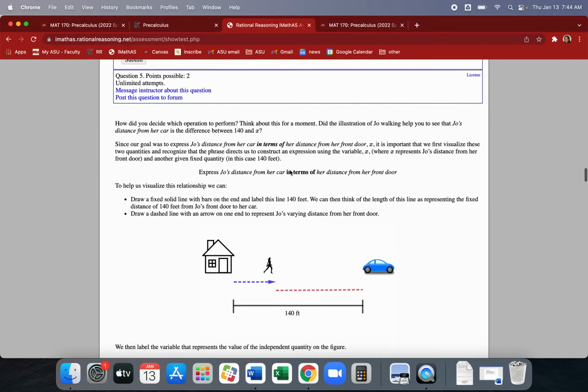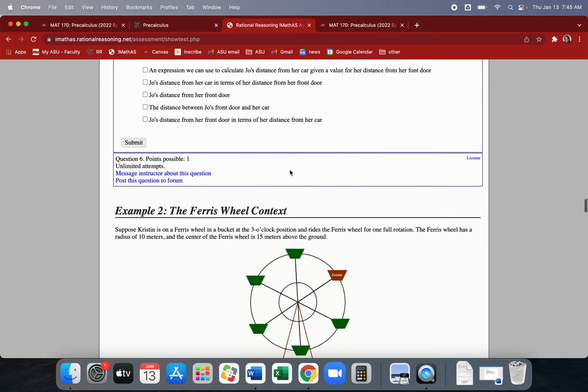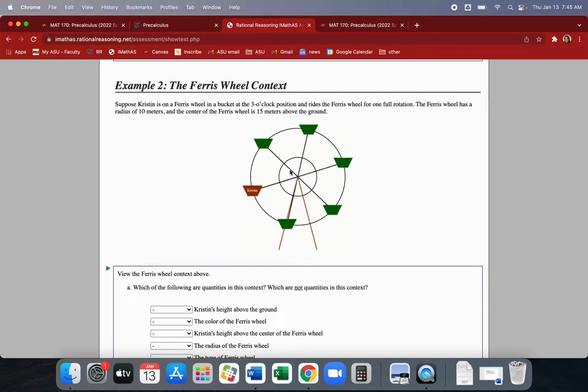Where are we? Sorry, it's a little ways down. The Ferris wheel.